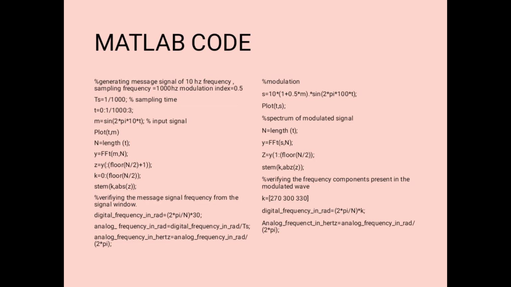So this is the MATLAB code. First we are generating a message signal of 10 Hz frequency. I am taking 10 Hz frequency, and the sampling frequency I am taking is 1000 Hz. The modulation index I am taking is 0.5. So these are the sampling time, then the input signal, then verifying the message signal frequency from the signal window, then the modulation and spectrum of the modulated signal, and then verifying the frequency components present in the modulated wave.